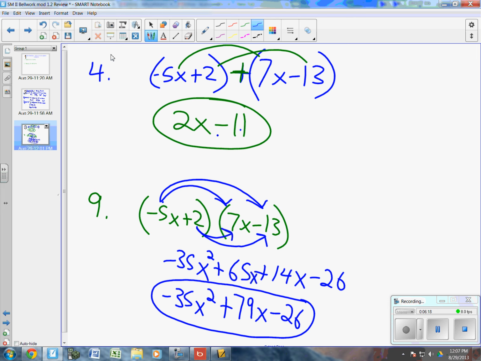How are they different? What would you say? Yeah, when you add them, you get a binomial. When you multiply them, you get a trinomial. Okay? But number 13 has the one exception there. Which one is the one exception when you multiply it together? Number 11. Okay, and I want to talk about that one right now.